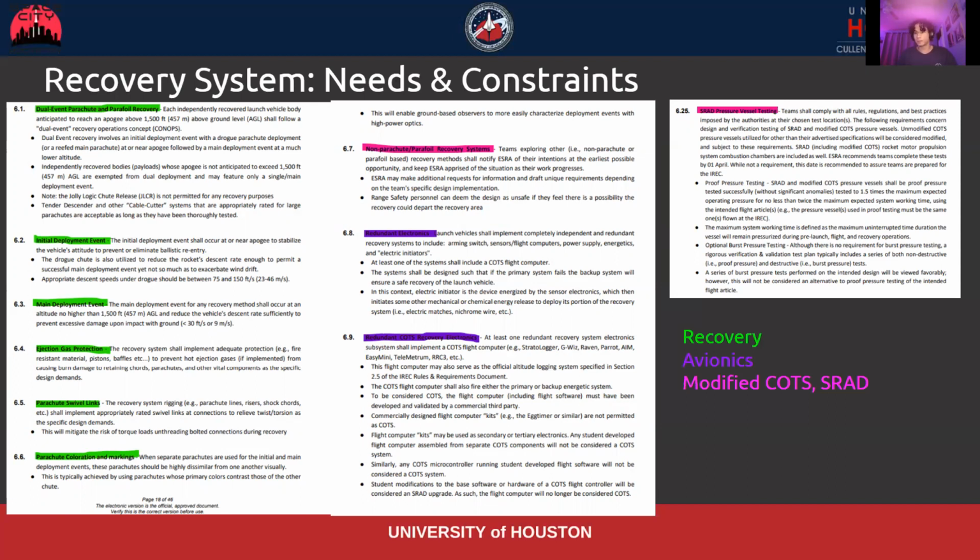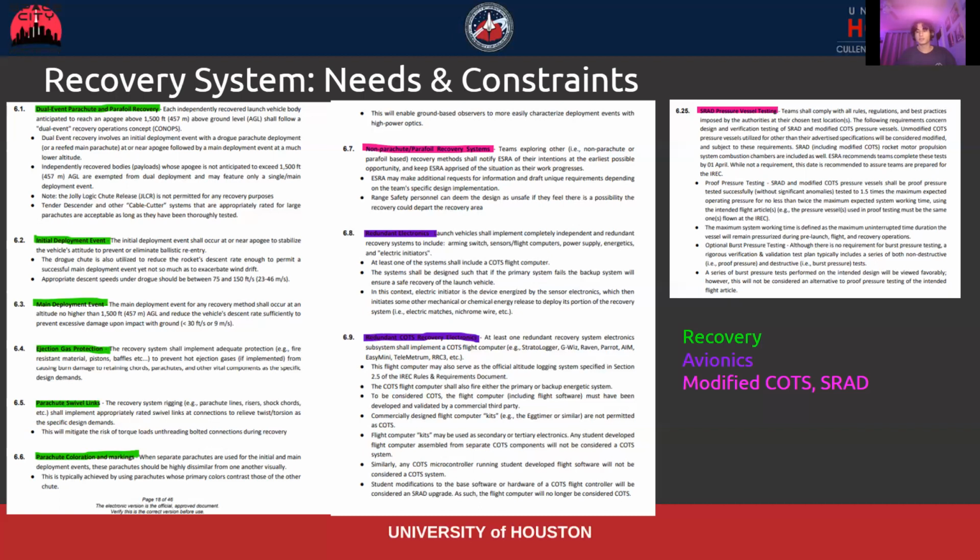And as I go through this presentation, just keep these in mind and make sure that we're actually meeting them. So the first one is dual vent parachute and parafoil recovery. Yes, it's pretty self-explanatory. It just means we need to have 2 parachutes because we're flying above 1,500 feet. Initial deployment event, that just means deploying the drogue near apogee main deployment. That one, you just need to be 1,500 feet away from ground level or lower to deploy the main.